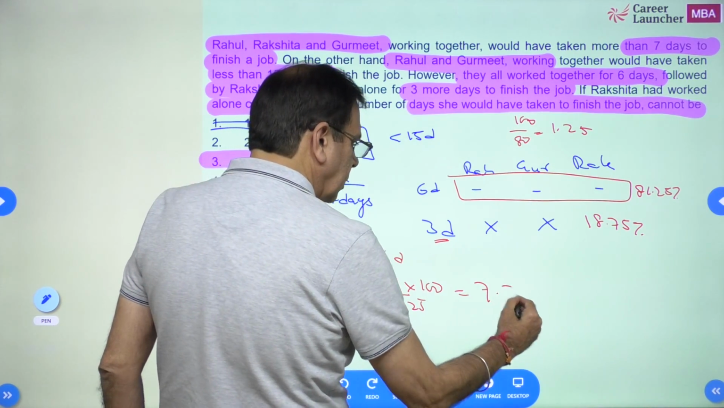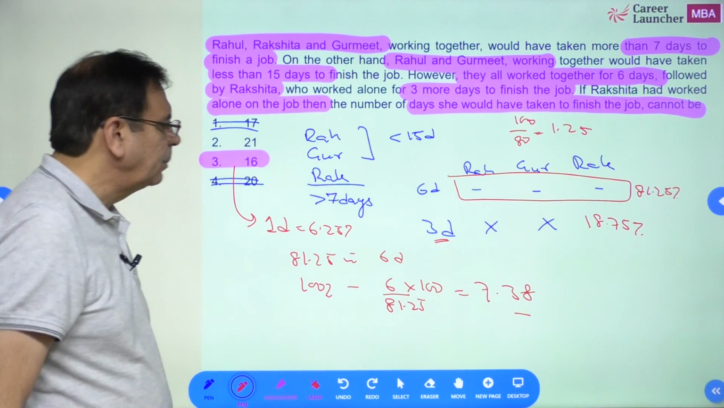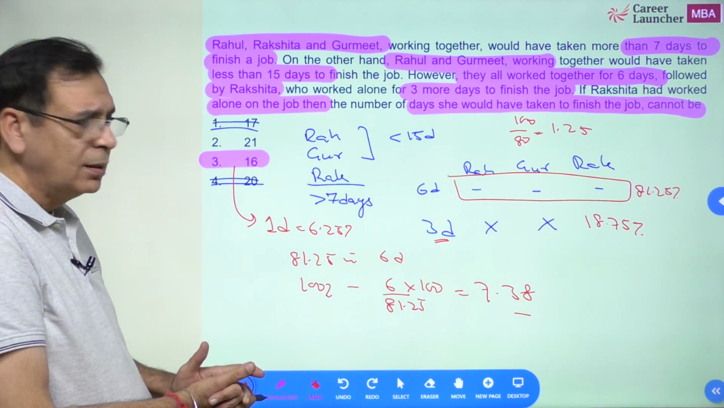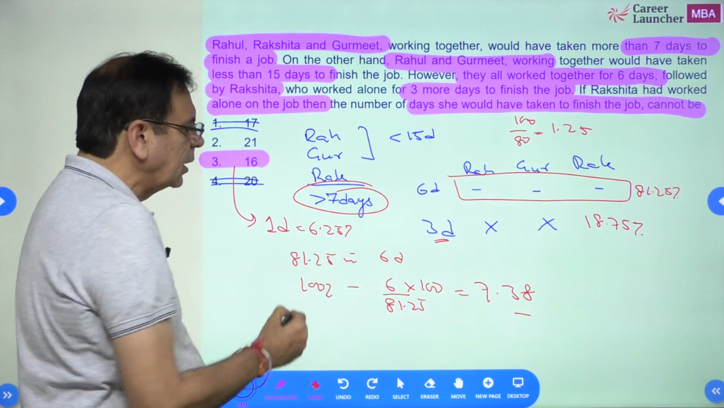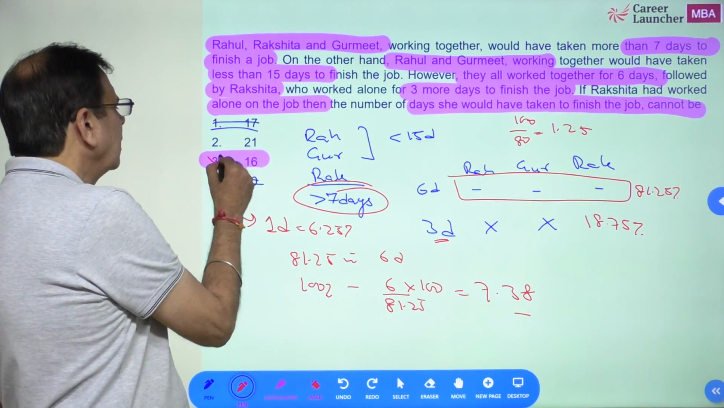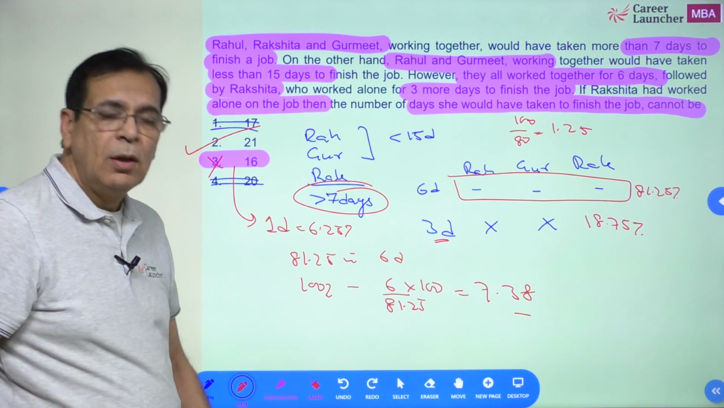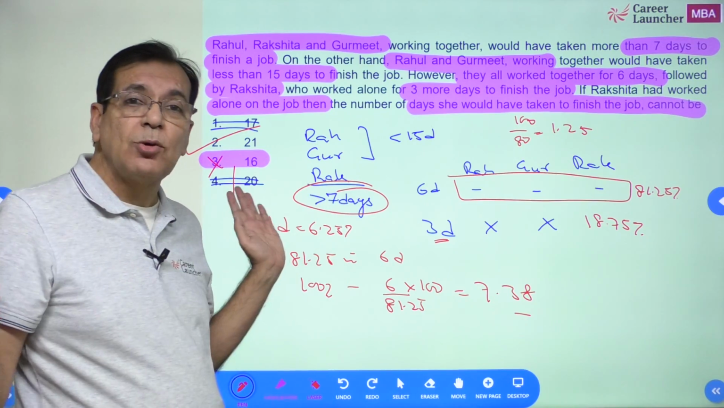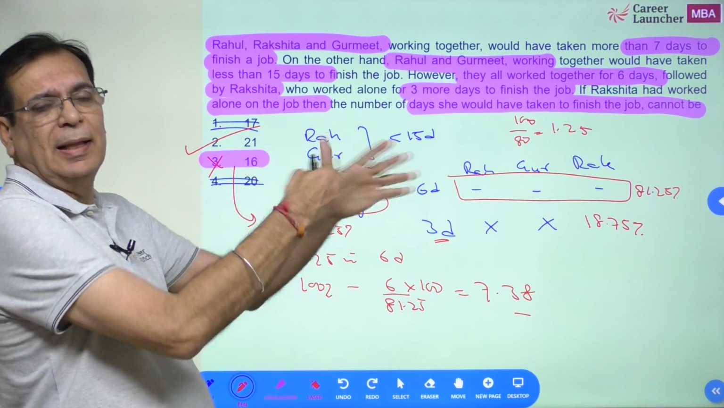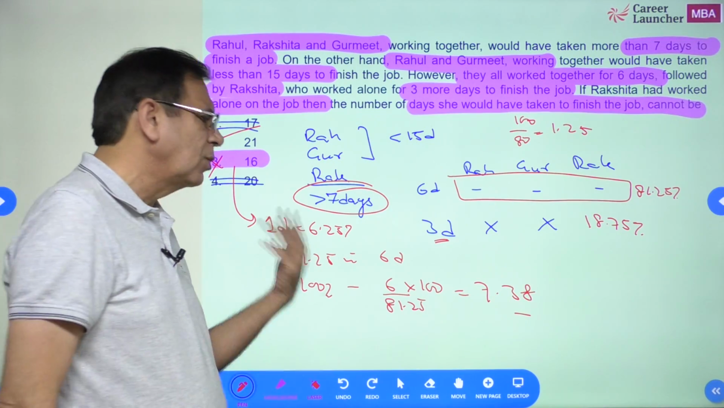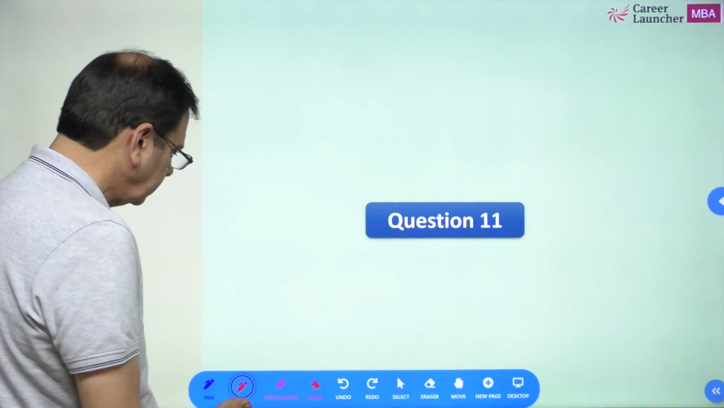So this comes out to be 7.38. What does that mean? It is satisfying the condition. The condition was these three together have to do the work in more than 7 days. That means the answer नहीं हो सकता. Correct answer is this. Okay. So we started by saying answer extreme choice ही होगा. एक को check किया. Which one did I check? Easier of the two numbers, and then it satisfied the condition. So we marked the answer and moved on.